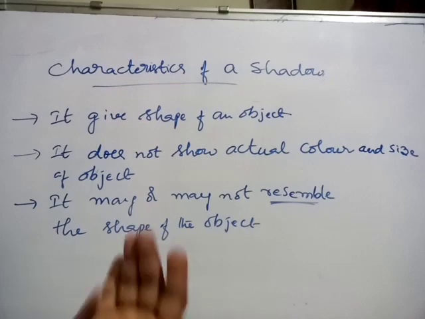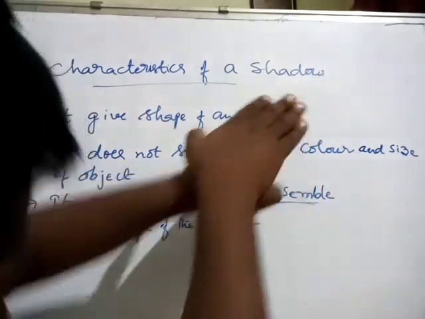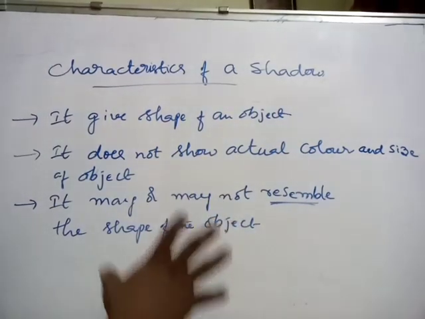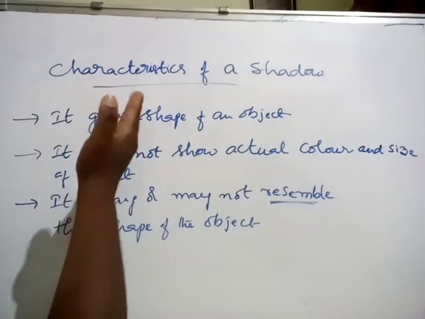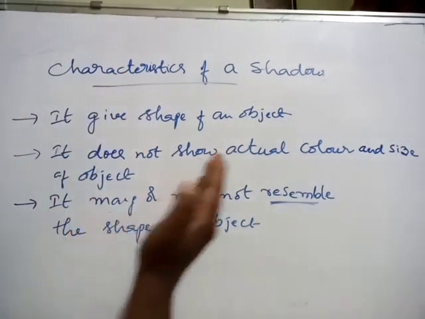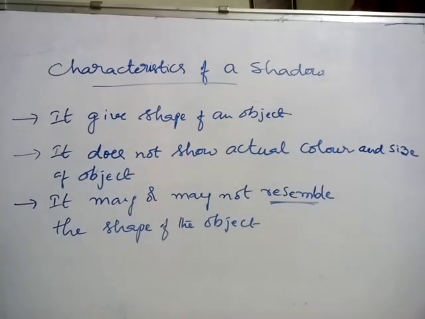Is it or not? And we can do that fish shape, etc. Okay, the shape is different, the shadow is different, object is different. That's why we can say that shadow may or may not resemble the shape of the object. These are the properties of shadow. Okay, so you have to pause the video and note down these points in the rough notes. That's it. Okay? Rough notes means homework book.